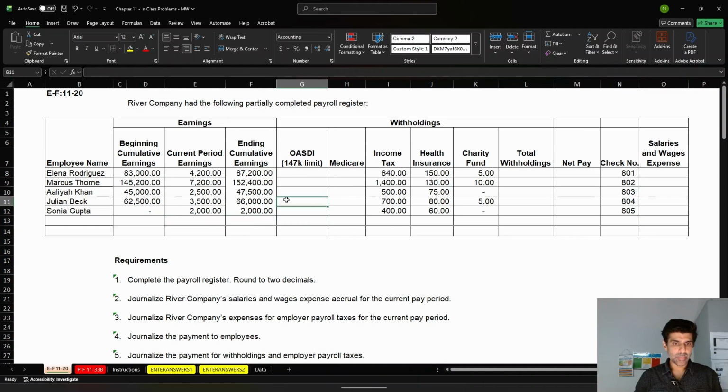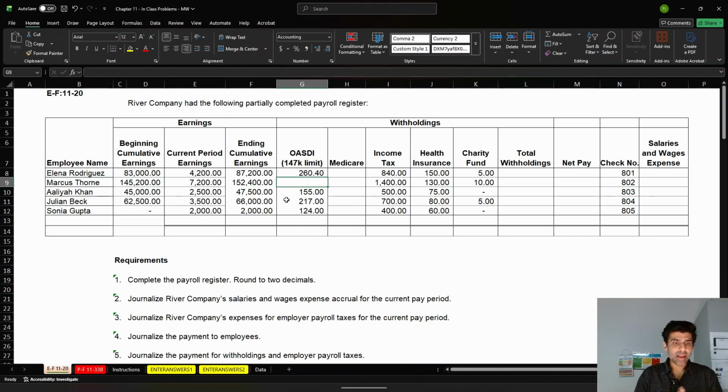Okay. Now the OASDI limit, I can see that except for this second person who crossed over the border, everyone else, their entire paycheck is going to be subject to OASDI. So I would do basically this paycheck times 6.2%, 0.062, and I'll just apply it downwards. But again, we know this one is going to need a special calculation. So I'm going to just delete that.